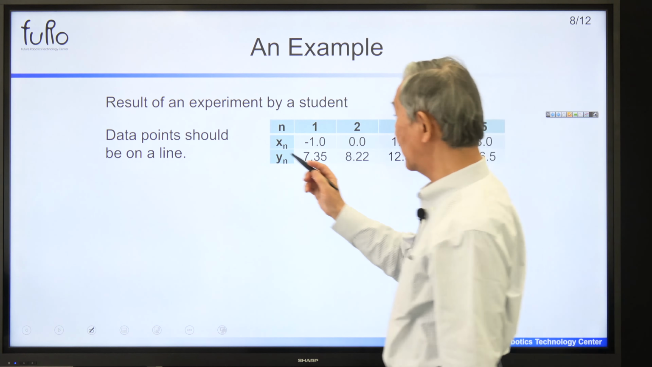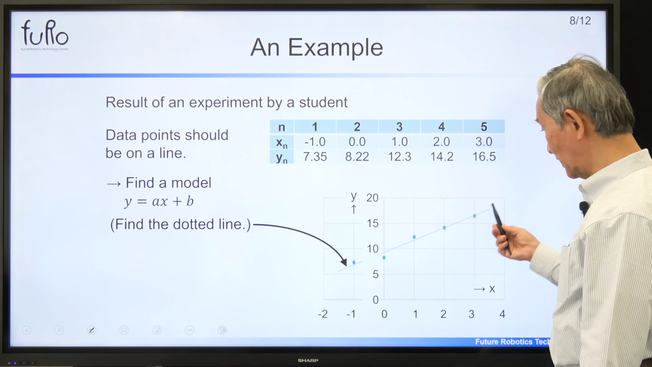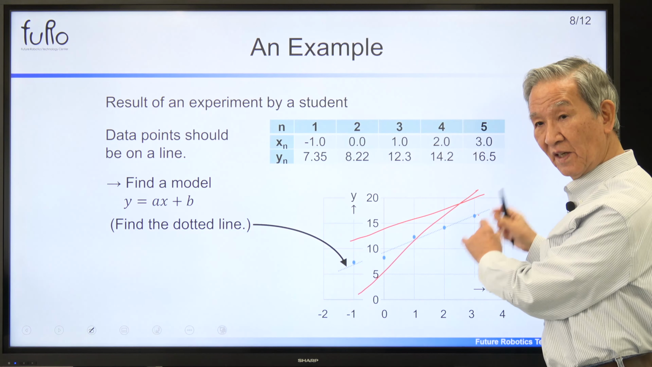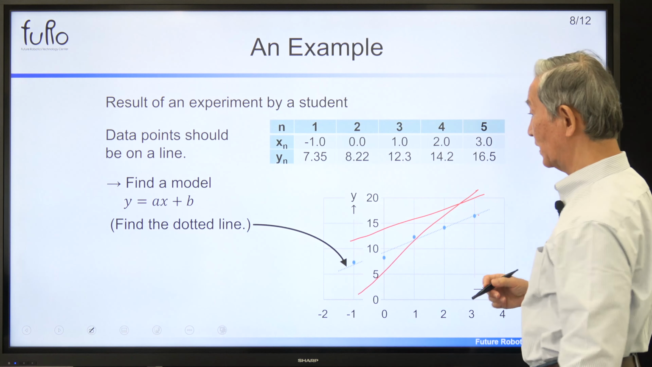Data points x at -1, 0, 1, 2, and 3. We measured a certain thing. I don't know what it is, but let me call that y: 7.35, and so on. And this is what you got. All right? So this is the data set you have. Okay? Find the model. Once again, y is equal to a x plus b. So the data sets are plotted at those points. What we want is to find a dotted line, that one here. It's not like this one or like that one. The one which has the smallest squared error. Okay? That's the one that you want to have.